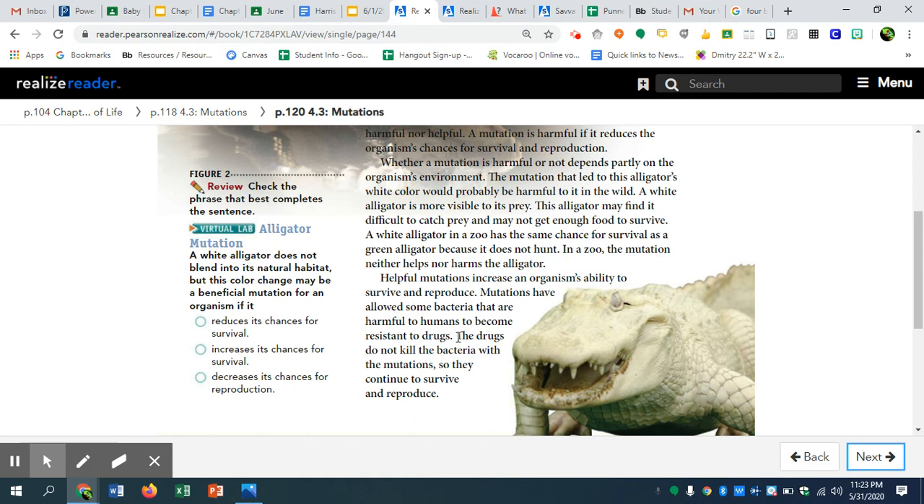The drugs do not kill the bacteria with the mutation, so they continue to survive and reproduce. This coronavirus is an example of a mutation that benefited this virus. It mutated in bats. Bats have super immune systems, and because this coronavirus wanted to try to make the bats sick, or when they reproduce, they pop your cells. Well, the bat's immune system said, piece of cake, and it just didn't survive. But some of the virus mutated to try to be stronger.